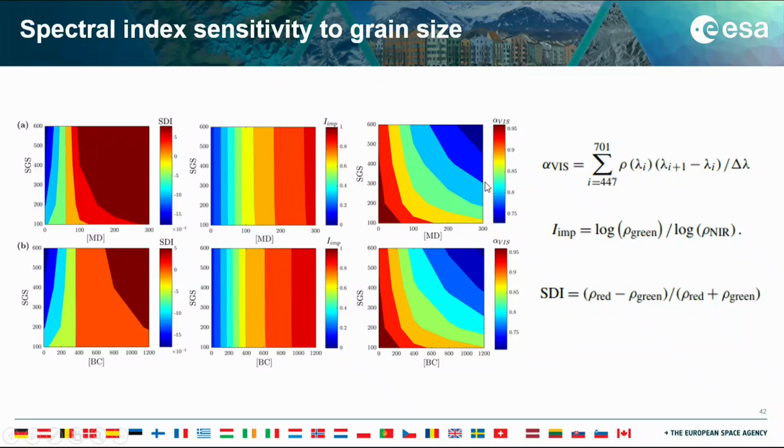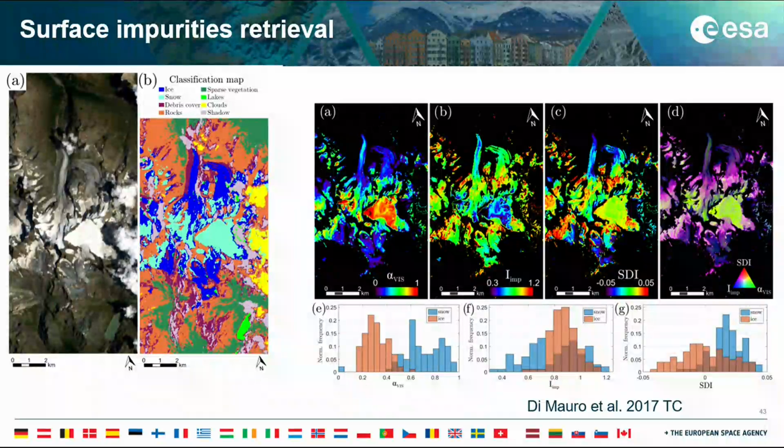In this case, I came to the conclusion that the impurity index is not correlated with the snow grain size. You see there is no variability for a particular concentration of mineral dust or black carbon. So if we want the concentration, we will use the impurity index. Otherwise, if we want the radiative impact, we will use the SDI. And this is the visible albedo, calculated as an integral of the visible wavelengths of the reflectance, by combining all wavelengths available from Hyperion. And these are the results from that study.